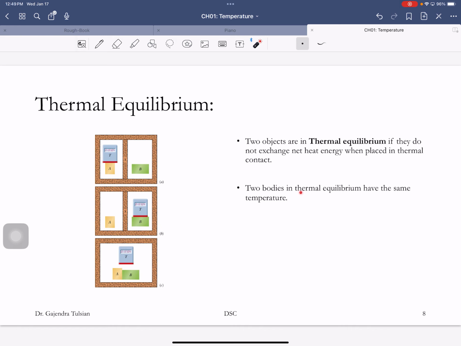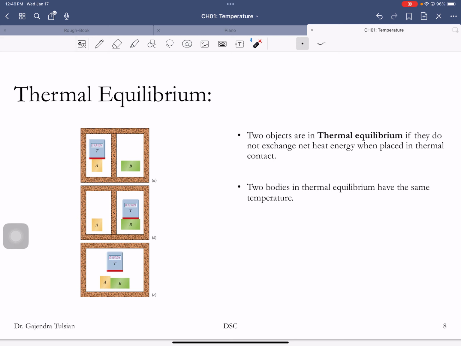Two bodies in thermal equilibrium have the same temperature. And that's the zeroth law of thermodynamics.